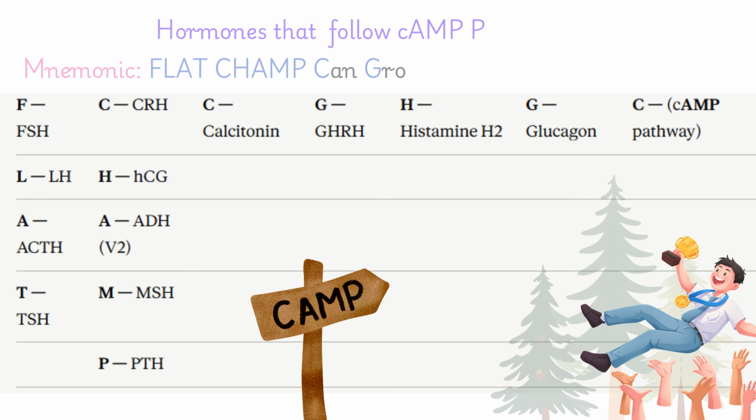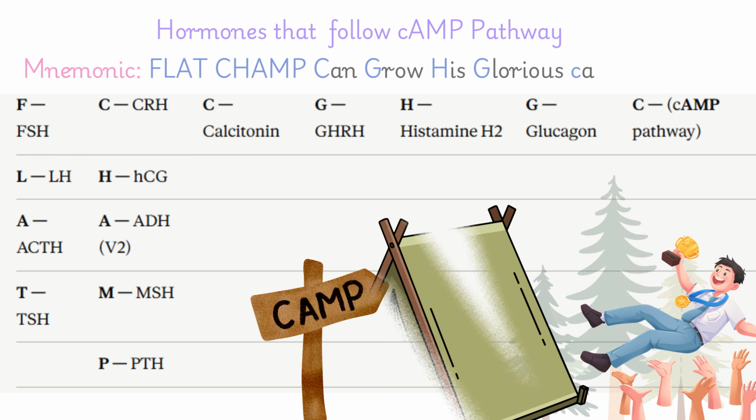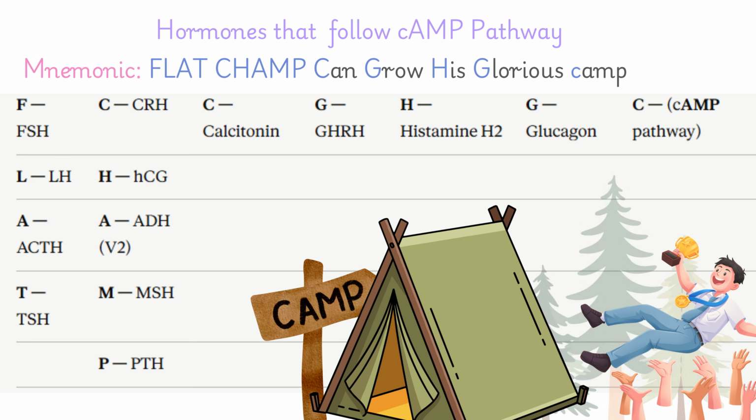To remember the hormones that use this pathway, remember the mnemonic, flat champ can grow his glorious cAMP. Let's break it down. F is for FSH, follicle-stimulating hormone. L is for LH, luteinizing hormone. A is for ACTH, adrenocorticotropic hormone. T is for TSH, thyroid-stimulating hormone. Then we have C is for CRH, corticotropin-releasing hormone. H is for HCG, human chorionic gonadotropin.